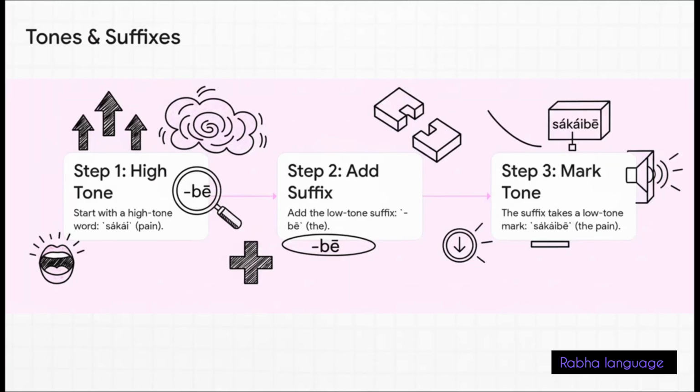All right, let's walk through this step by step. First up, you start with a high-tone word, sakai, and that means pain. Okay, simple enough. Step 2, we're going to add a suffix, bi, which means the. Now for step 3, here's the magic. Because the main word had a high tone, the new ending gets a low tone mark. So it all comes together as sakaibe, the pain. See? It's a totally predictable, rule-based system.